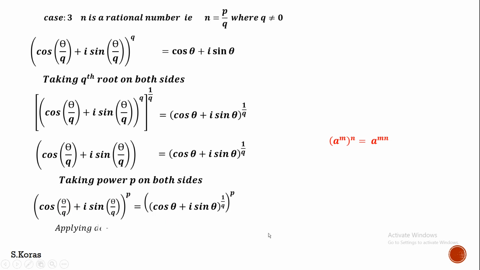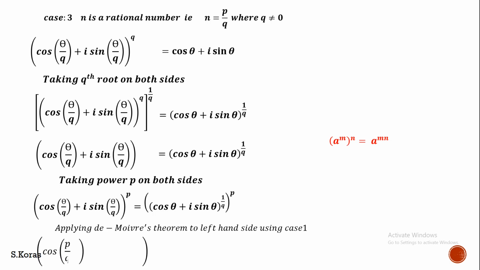So if we apply De Moivre's theorem to this left hand side using case 1, it will become cos of p by q theta + i sin p by q theta. Power p can be brought inside because p is an integer. Here, according to this rule, we are multiplying these two. Our answer is p by q. We know p by q value is nothing but n. So let us replace this p by q by n. We'll get the answer (cos theta + i sin theta) the whole power n.